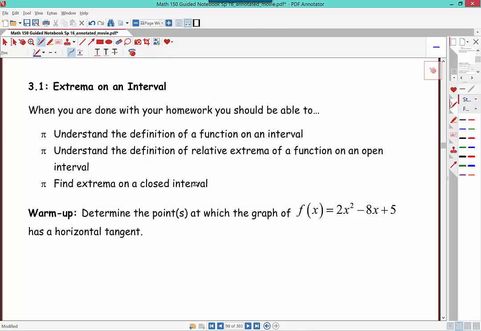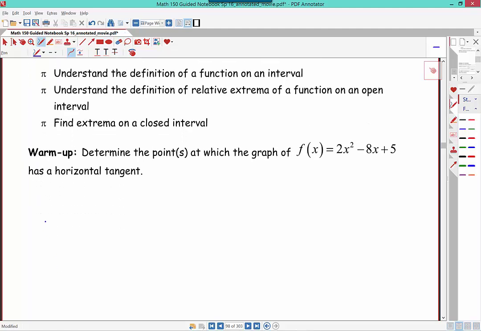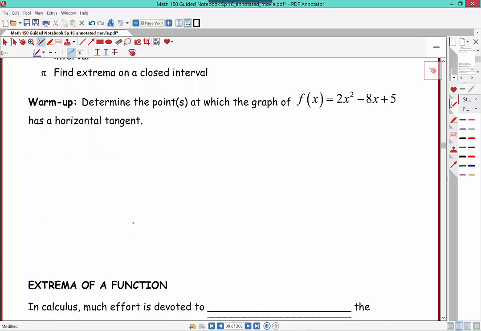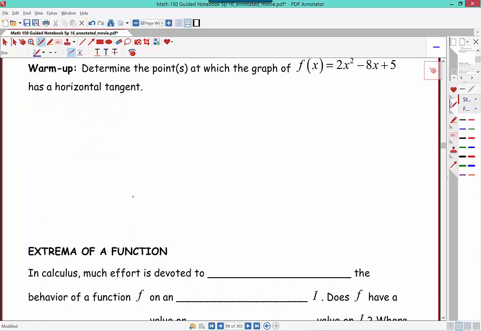Here we go. Let's go ahead and warm up. Our goals are listed above. And right now we want to determine the points at which the graph of f of x equals 2x squared minus 8x plus 5 has a horizontal tangent. All right, well, let's see how you did.